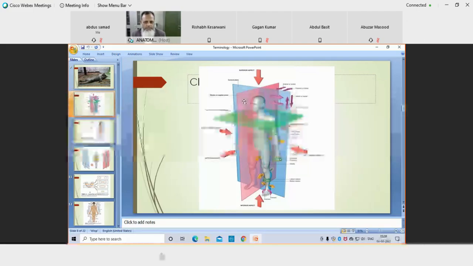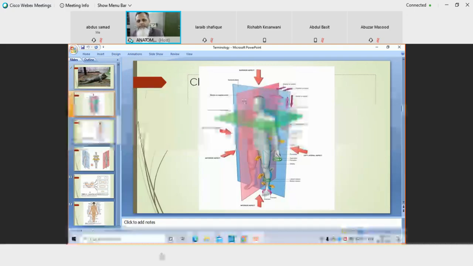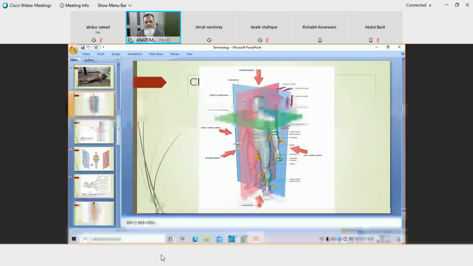Just listen to me. There will be several planes parallel to the median plane, and that plane will be called sagittal plane. Or if we are talking about the sagittal plane, then there will be only one sagittal plane, which will be the median plane. Any confusion about this? No, sir. Okay, let us move ahead.